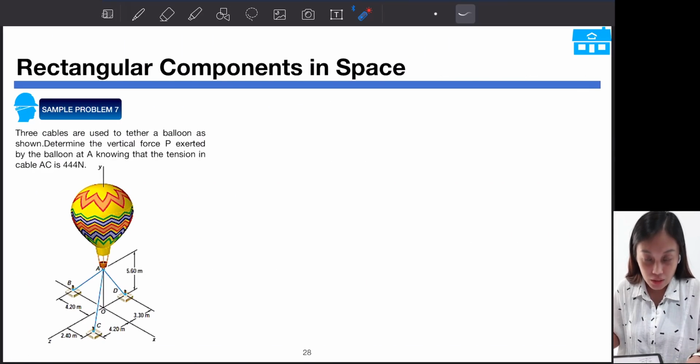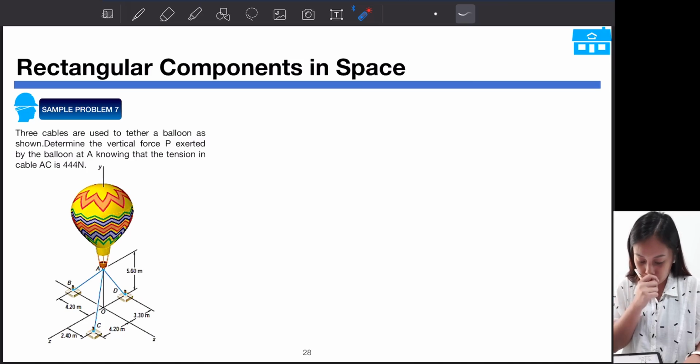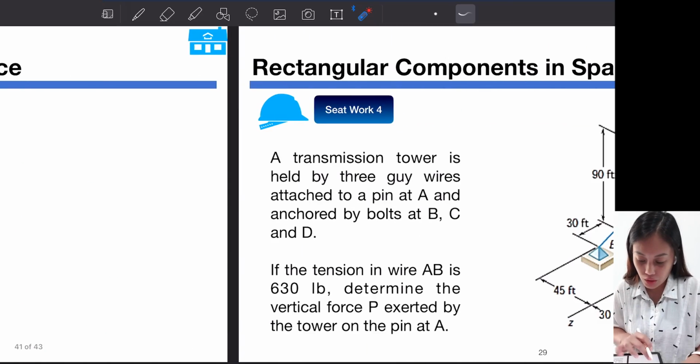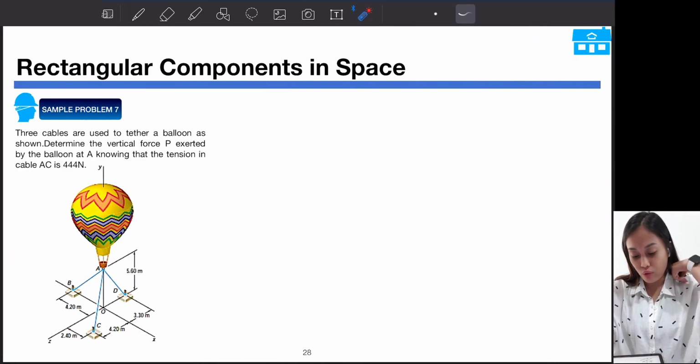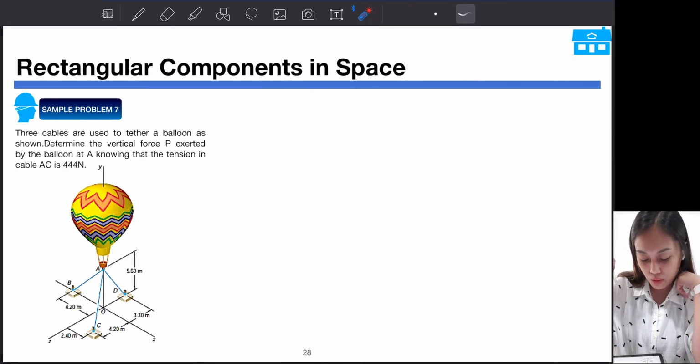So it says here, 3 cables are used to tether a balloon as shown. Determine the vertical force P exerted by the balloon at point A, knowing that the tension in the cable AC is 444 newtons.